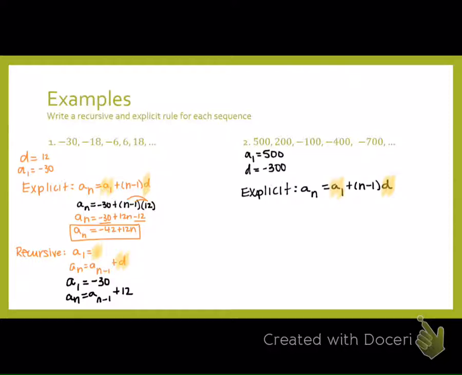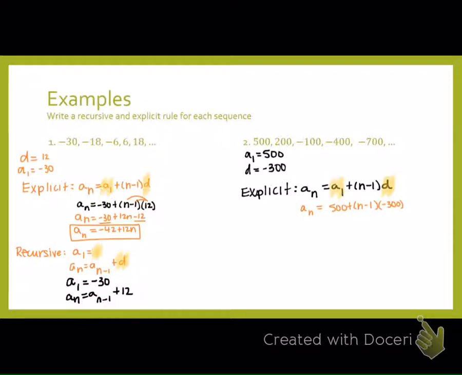Justin, give me the explicit formula before we distribute. A sub n equals 500 minus 300 times n minus 1. You put it in front, okay. So n minus 1 times what? Negative 300. She just showed us to write it differently.